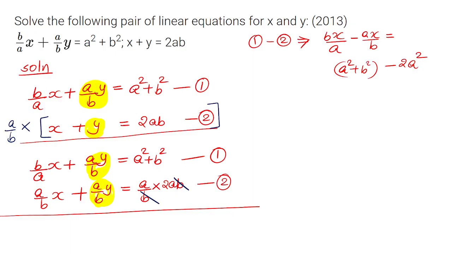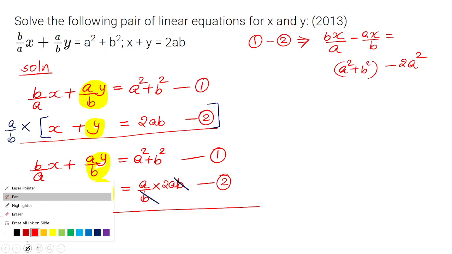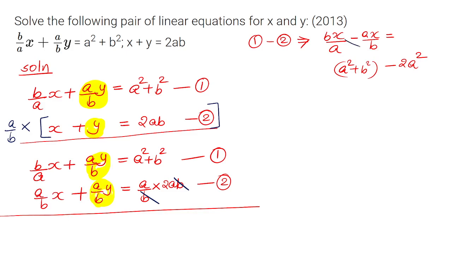It is actually a tough question. Listen carefully. bx by a minus ax by b. To do the subtraction, you have to do the cross multiplication like this. bx into b, b square x. ax into a, a square x. Denominator is ab.